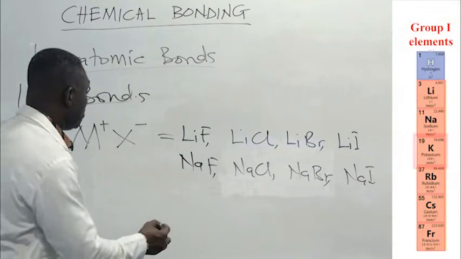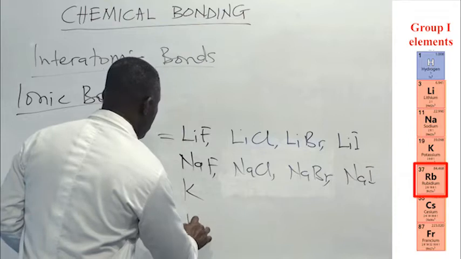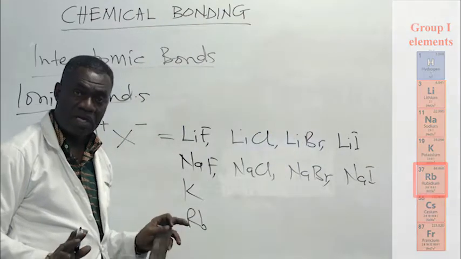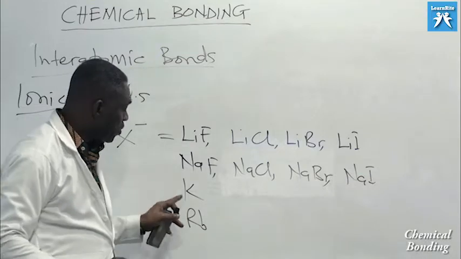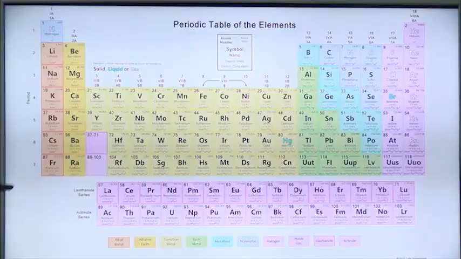In the same sense, I could take potassium and then go. I could also take rubidium and combine them all. All these are examples. I hope you are okay following the examples. Where this potassium is this group 1 element, rubidium is this group 1 element, cesium is there. I could go and write all of them.